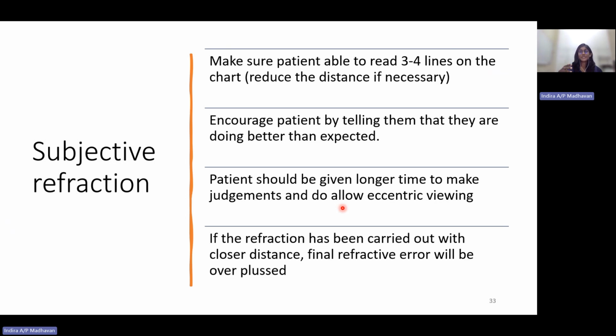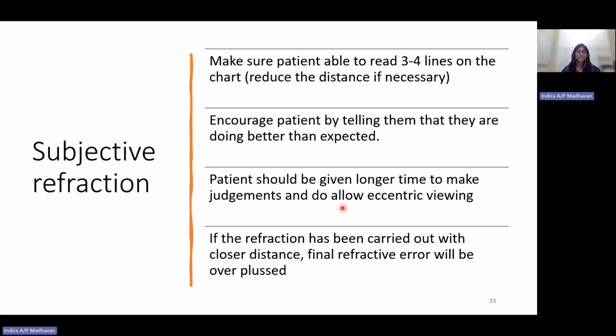If at 4 meter the patient is only able to read 1 line, then what you have to do is move the chart closer. Sorry, that means if the patient is only able to read the first line, you move from 4 meter to 2 meter, and then see if the patient is able to read 3 to 4 lines or not. If the patient is able to read 3 to 4 lines, then it's good enough already. You do the subjective refraction at 2 meter, which I will teach later in a while, how to do it. So that's how you do it.